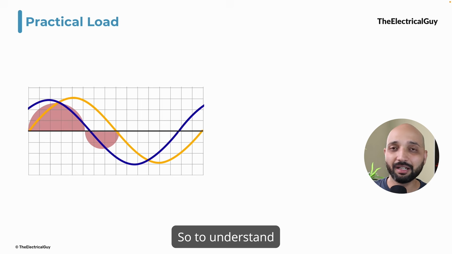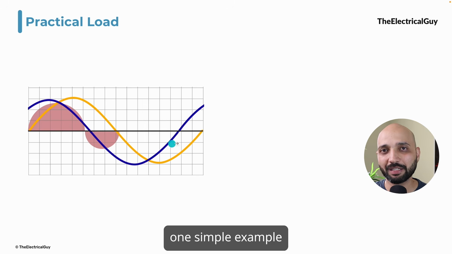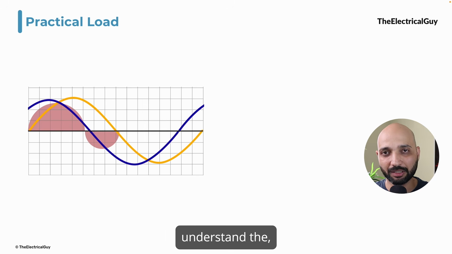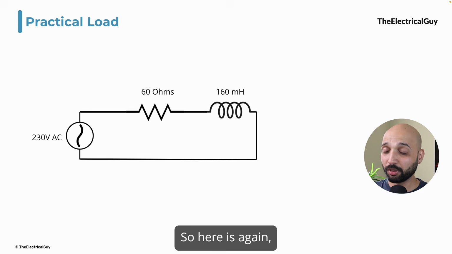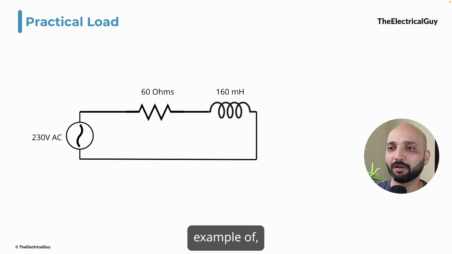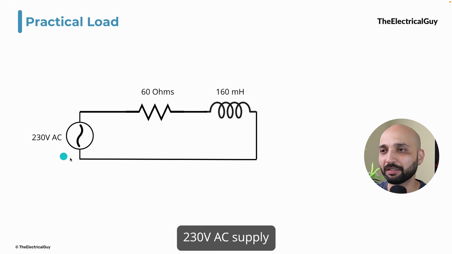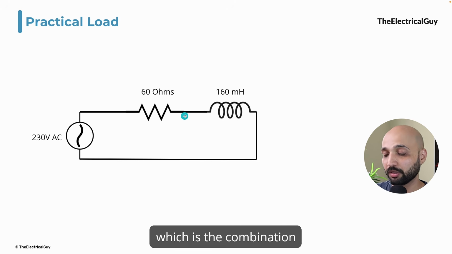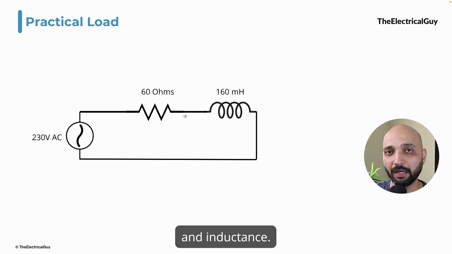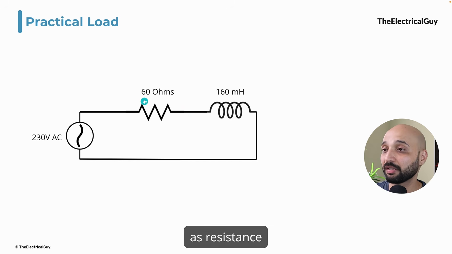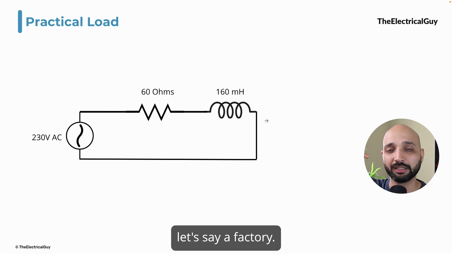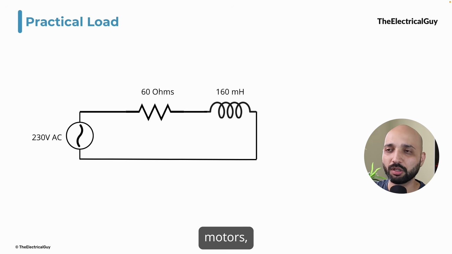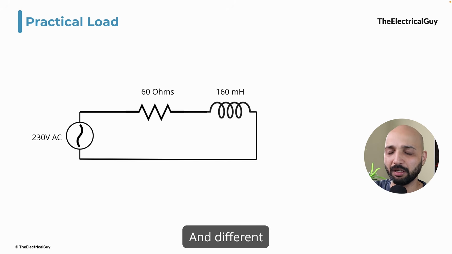So to understand that, let's take one simple example and see the relation between apparent power and active power. Here is again a practical example of one load. We have a 230 volt AC supply connected to a load which is a combination of resistance and inductance. We have 60 ohms as resistance and 160 millihenry as the inductor. So this could be, let's say, a factory. And in that factory, we have lights, induction motors, furnaces and different types of load.